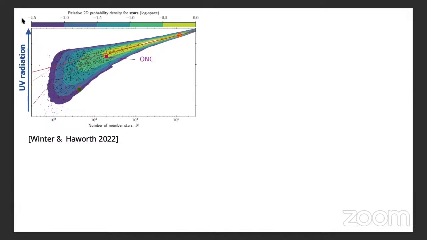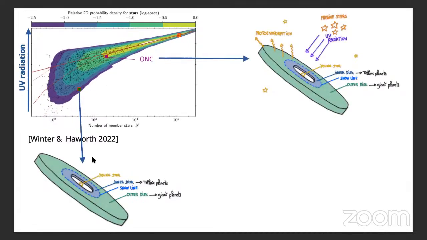Let's go back to reality and have a nice plot. This is the 2D probability density of a star to form as a function of the UV radiation and the number of stars. Meaning here you are basically isolated and you have a very low probability to form in this area, whereas in the Orion Nebula Cluster, for instance, you have massive stars, etc., and you are more likely to form in this area.